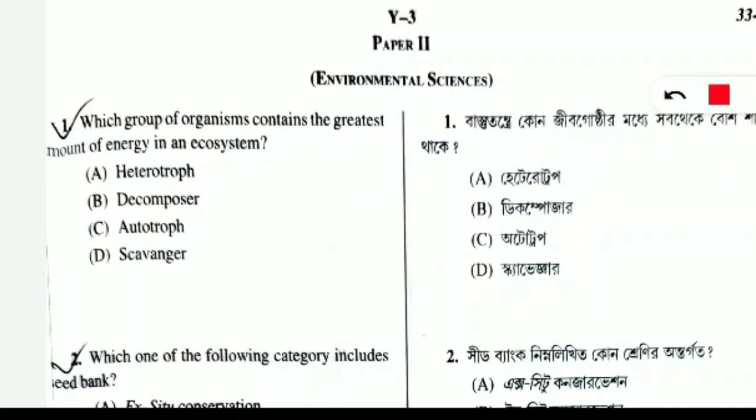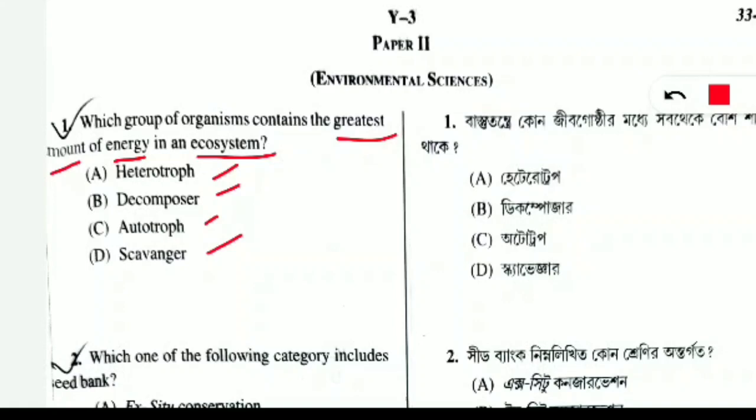First question: which group of organisms contains the greatest amount of energy in an ecosystem? And the options are heterotroph, decomposer, autotroph or scavenger. So I'll wait for certain seconds. You think about the answer, then I will reveal the correct answer.